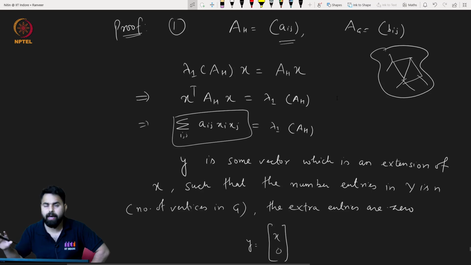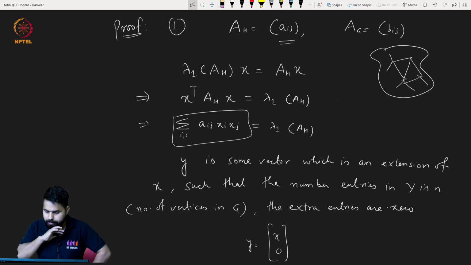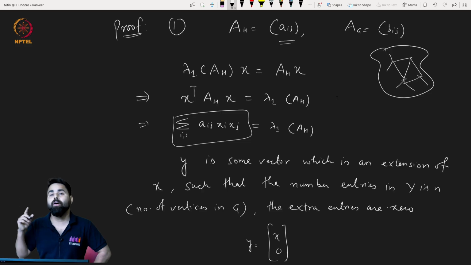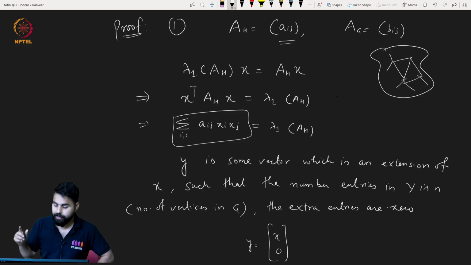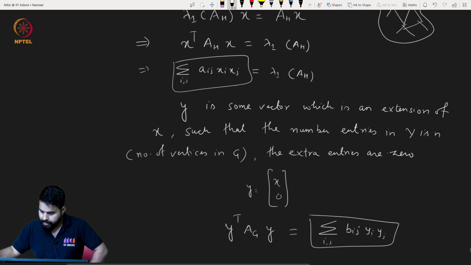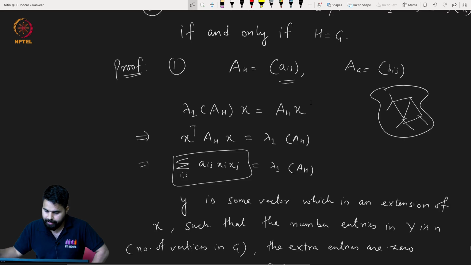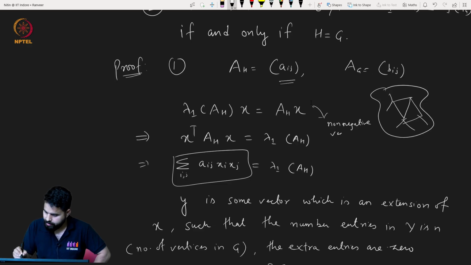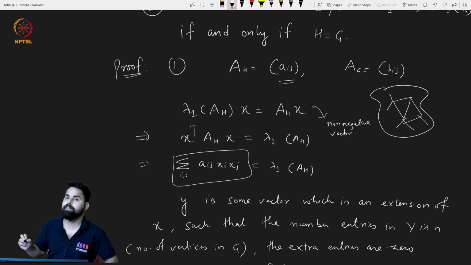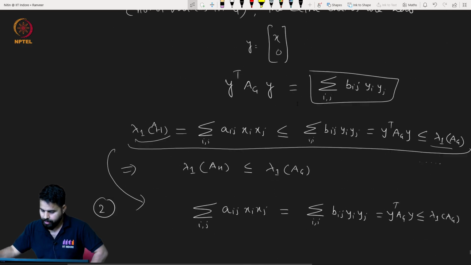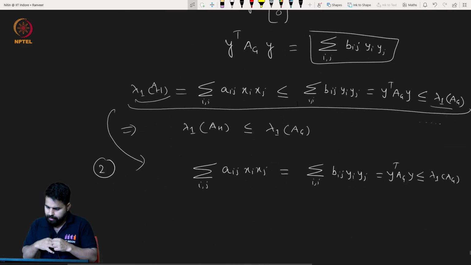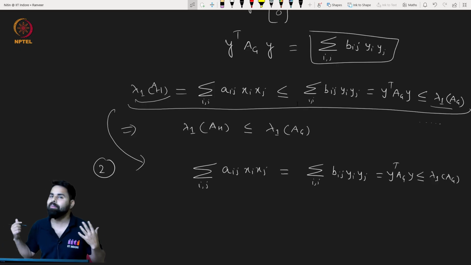By the way, I must have told you that the vector x I am taking is by default a non-negative vector, because we can always choose a non-negative vector corresponding to the largest eigenvalue. So since I am choosing x non-negative, y will also be non-negative.